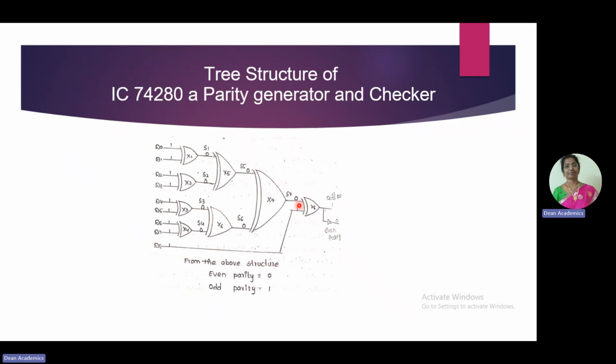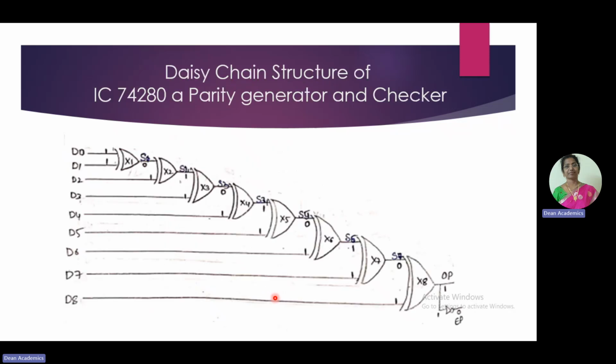So 0 and 1, the inputs are different, therefore the output is 1, therefore odd parity is 1. And not of odd parity is even parity, it is 0. So from this structure, even parity is 0 and odd parity is 1. And we know that out of 9 bits, 9 are ones, therefore an odd number of ones are there, so odd parity is 1. Similarly, we can see the daisy chain structure of this same IC.